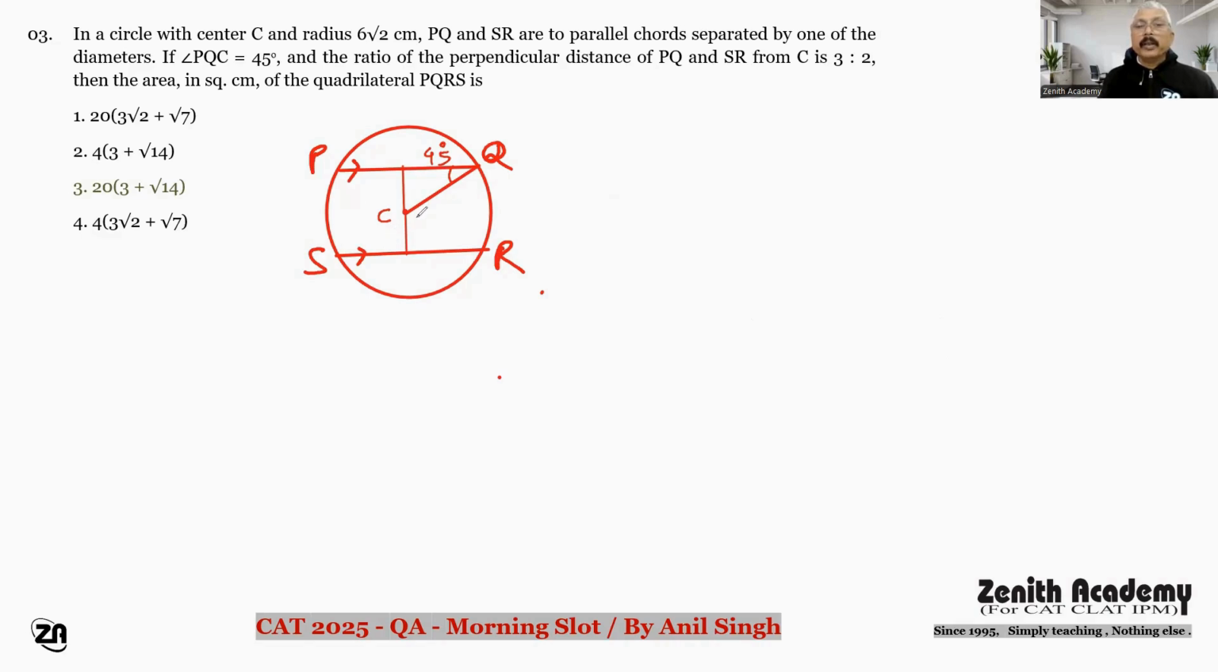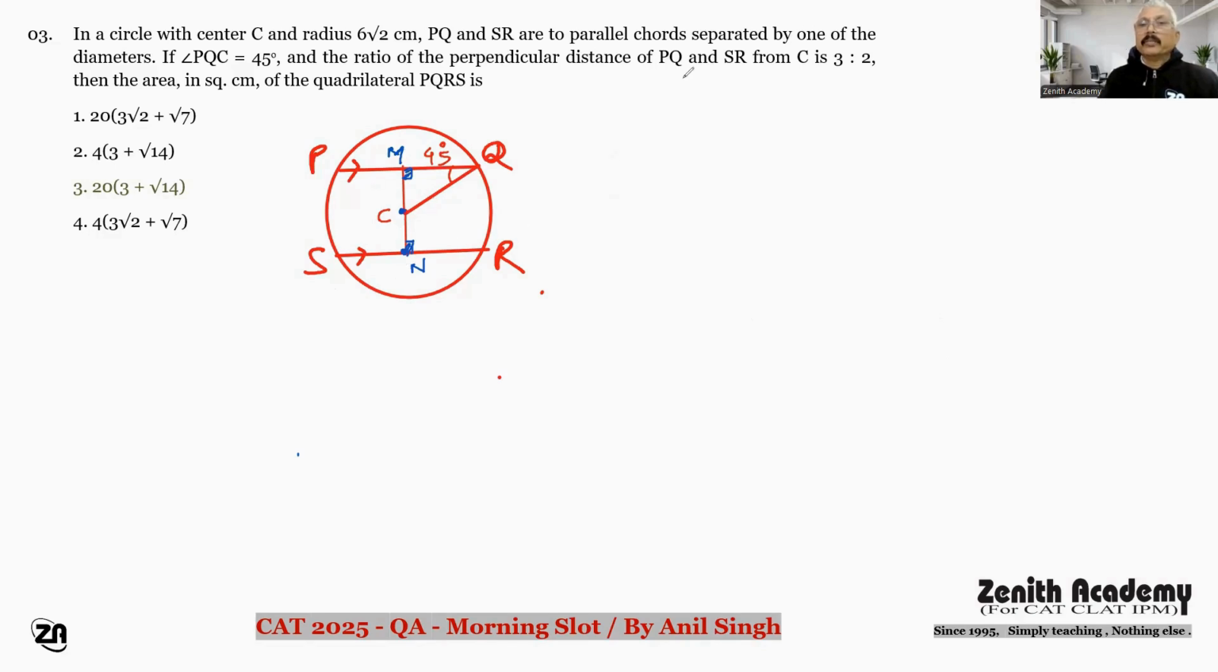this PQ, and suppose I take CM. So CM is a perpendicular distance of PQ chord from the center C. And suppose I name this point N. N is another perpendicular on SR. So CN is the distance of this SR chord from the center.